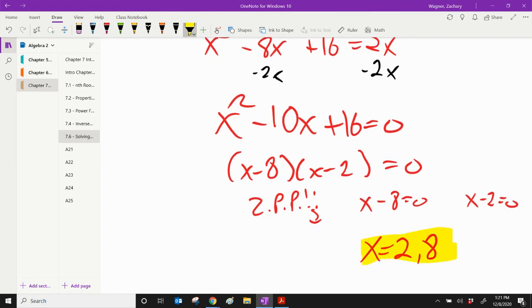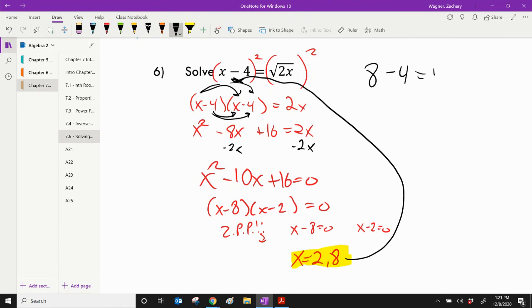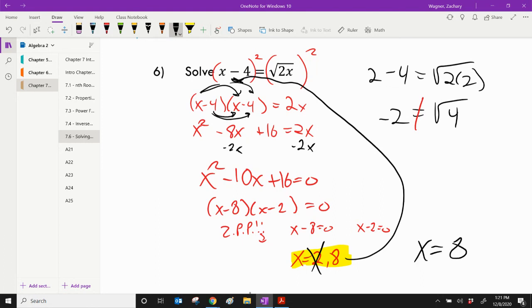Check both of these to verify. You'll notice 8 works because 8 minus 4 equals root 2 times 8. 8 will work because 4 equals the square root of 16. However, when you plug in 2, 2 times 2 is 4. 2 minus 4 is negative 2. The square root of 4 is not equal to negative 2. Wah, wah. 2 is not an answer. X only equals 8. X does not equal 2 because it's an extraneous solution.